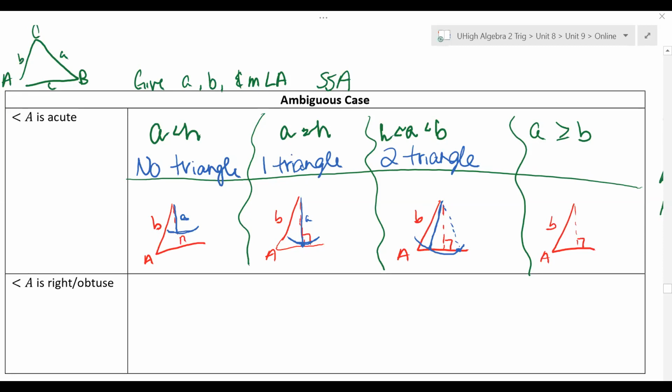And then if a was greater than or equal to b, so I'm thinking I have an a value that is either the same length or longer than b, and I look at the arc that I can make, I have an arc that's going to intersect with my triangle at only one spot. So I would have my a only hit at one spot, or else it's going to go off on its own. So this one is only going to create one triangle.